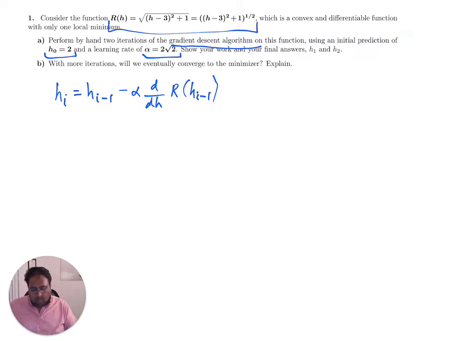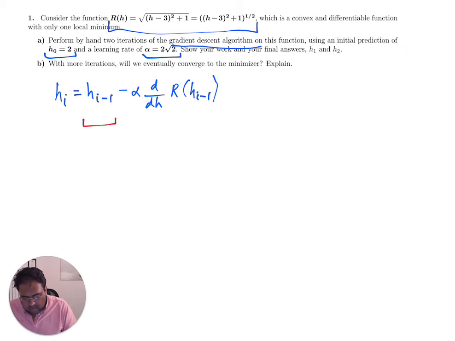So the way gradient descent works is it iteratively improves on our guess for what the minimizing input to our function r of h is going to be. And the way it does that is it takes our current guess, h of i minus 1, and from it, it tries to move closer to the minimum by moving opposite the direction of the slope. And specifically what it does is it multiplies the slope at the current point, or the derivative at the current point, that's what this is, by our learning rate, alpha. And so we can use this formula directly.